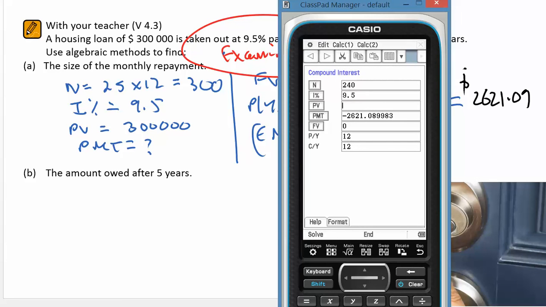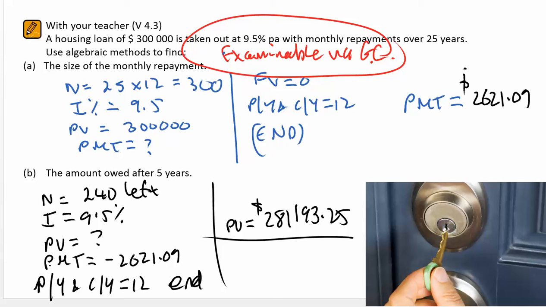Now in part B, the scenario has changed. We want to find out what our present value of our loan is. We have 240 payments left, 9.5 interest, 2621.09. Now it doesn't really matter if I keep those digits there from the previous question. Future value 0, payments per year 12, and compounding at 12. And I'll quickly find that is the 281,193 we found earlier. And just make sure you write down the conditions, leaving the paper trail for the question.